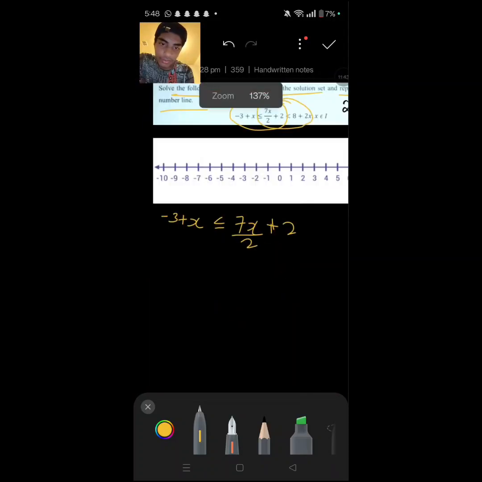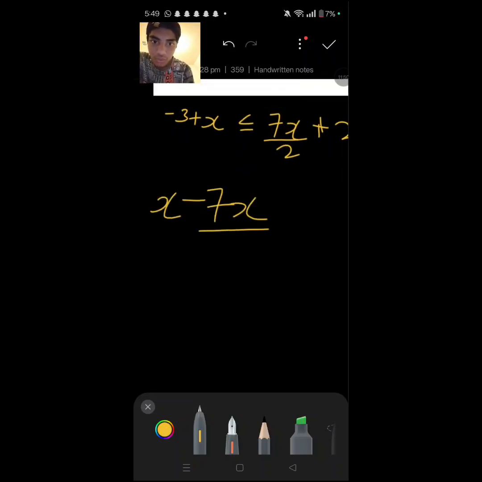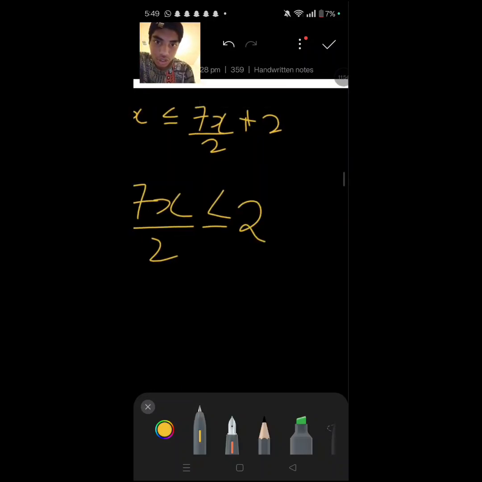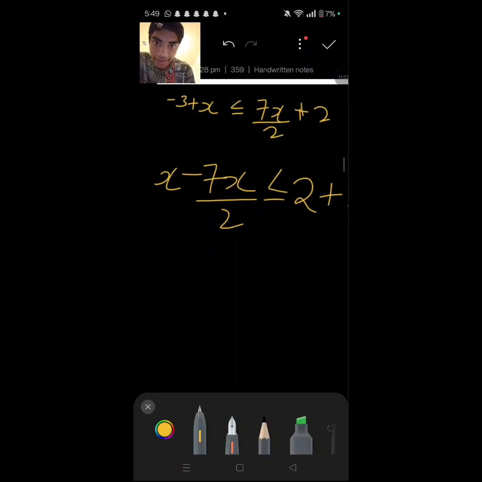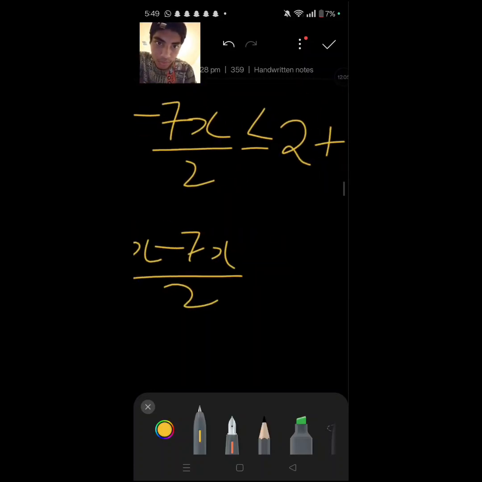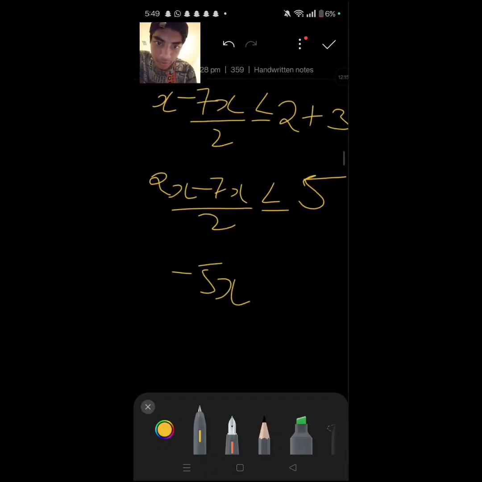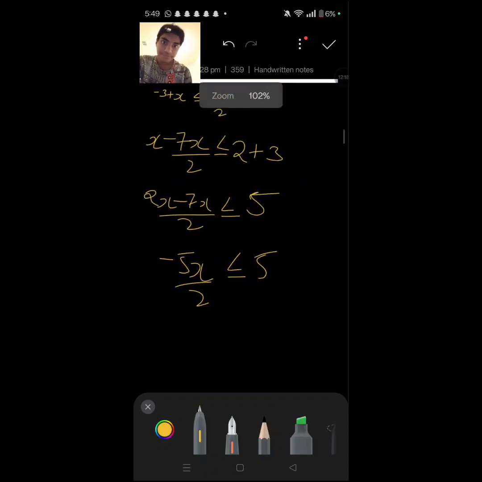Okay. So now just like I say, get the x's to one side, constants to the other side. So I'm getting all the variables here. x minus 7x by 2 is less than or equal to 2. And then this becomes plus 3. So that's 5. Find LCM now. x times 2, that's 2x minus 7x divided by 2. This thing is less than or equal to 5. Okay, so this is negative 5x over 2 is less than or equal to 5.